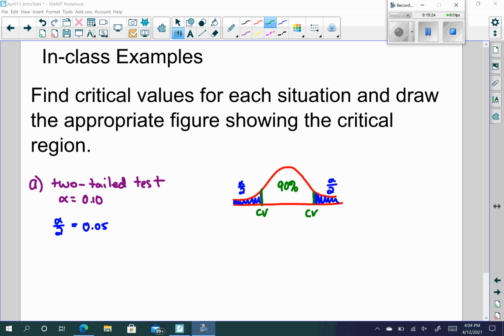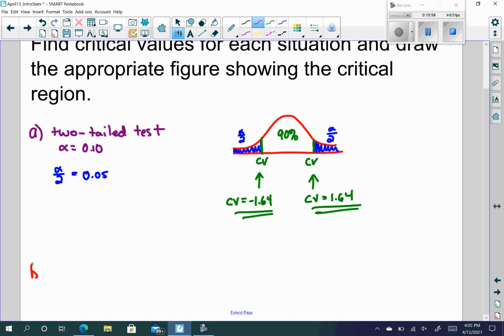So we're going to go to our calculators. We're going to use menu 553. We're going to type in 0.05 for the area. And that tells us this critical value is going to be a negative 1.64. And then symmetric over here, this is going to become a 1.64. So our critical values are plus or minus 1.64. But they're tied into the z scores, or in this case, z sub alpha over 2.